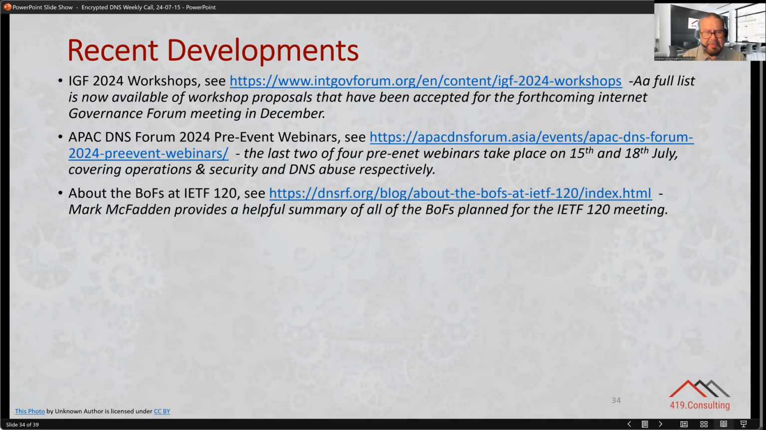In terms of other things worth mentioning, probably the other two I'll call out, you'll see the IGF 2024 workshops details are now published. I think that was the back end of last week. They listed the workshop proposals that have been accepted onto the agenda for the IGF meeting at the end of this year. So if you're interested, typically they lean more towards policy, but not always 100%. I think there's 80-odd proposals that will be absorbed into the agenda.